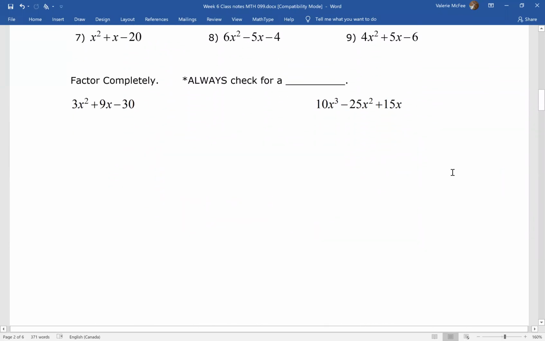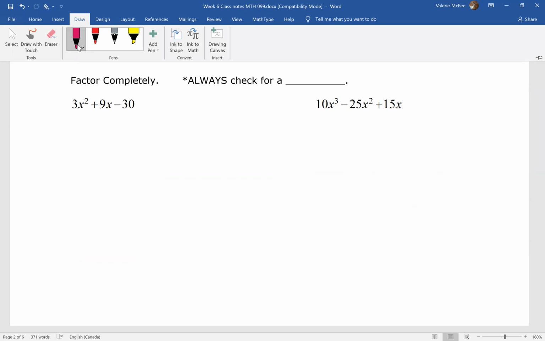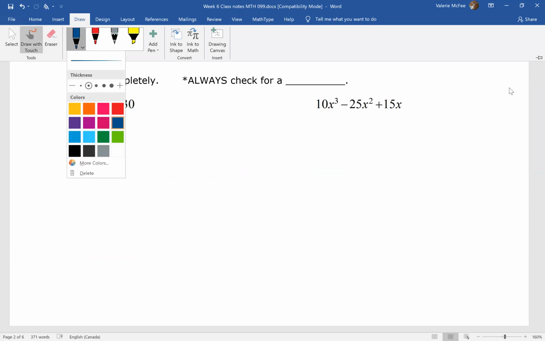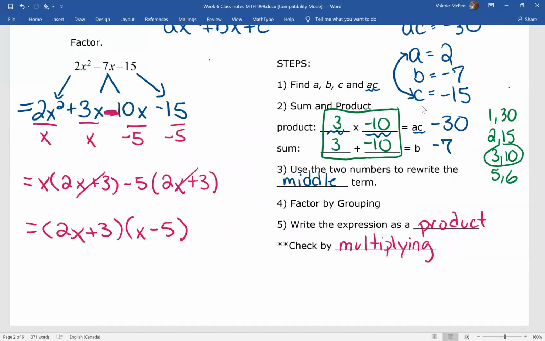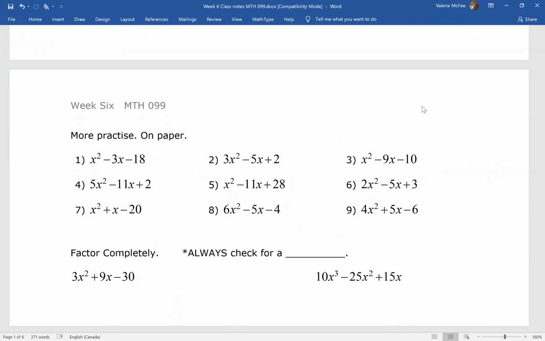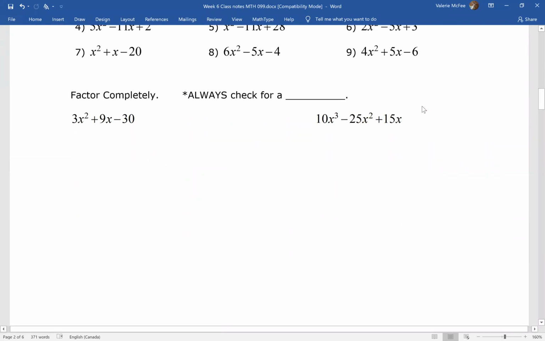Now, let's talk about factoring completely. We did a little bit of this last week, and I said when you are asked to factor completely, we're always going to check for a greatest common factor. You won't always be reminded. So you should always check for a greatest common factor. It's possible that this exists.